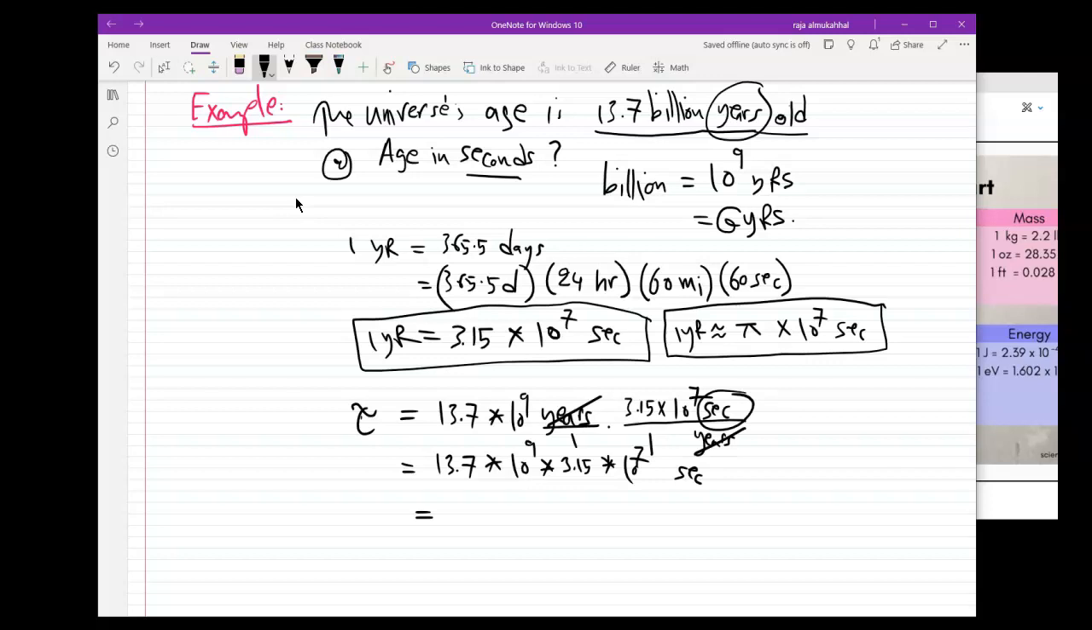And that will give me 3.15 times 13.7, my fault. There we go. So if I did everything correctly, I'm going to get 4.32 times 10 to the power of 17 seconds. So that's the age of the universe in seconds. I hope this is easy. There's nothing difficult about it.